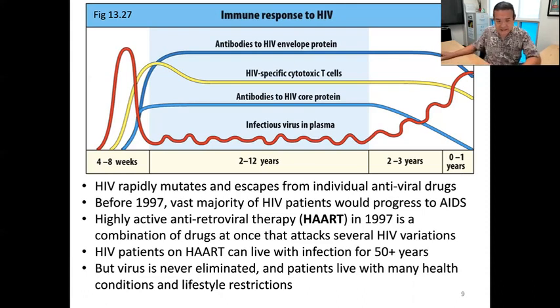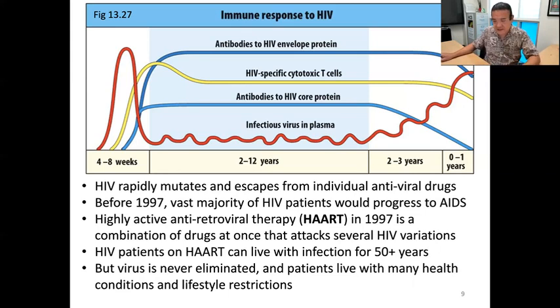So before 1997, the vast majority of HIV patients would just progress to AIDS. But starting in the mid-90s, they began a new regimen of using many different types of antiviral drugs in cocktails to try to hit the HIV from many different angles, so that even if the HIV was mutating, it'd be harder to imagine that the HIV could mutate in a way to actually get around multiple different drugs all attacking it at the same time. So we call this highly active antiviral therapy, or HAART.